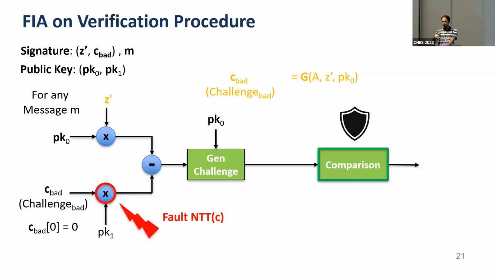Another property that needs to be adhered to is that the first coefficient of the bad challenge has to be 0. So if the attacker is able to fault the NTT, then this ensures that the product of C with PK1 becomes 0. Because of that, the recomputed challenge is nothing but the received challenge, and this will ensure that the verification passes successfully. So here again, a single fault on the verification procedure can bypass verification, and the attacker can forge signatures for any message of his choice.